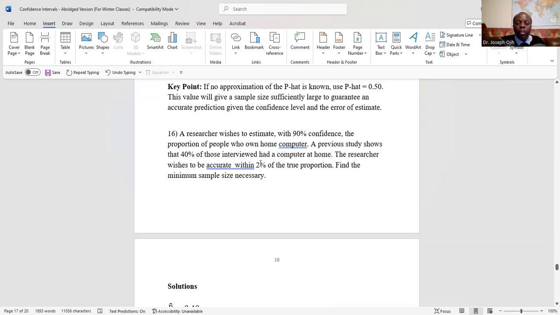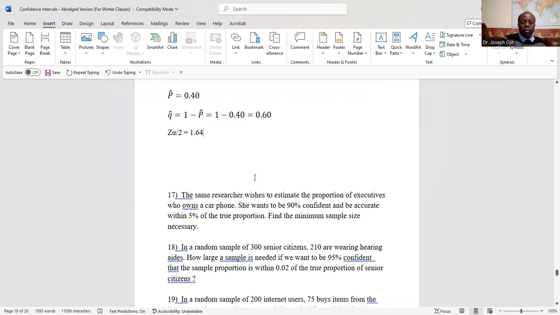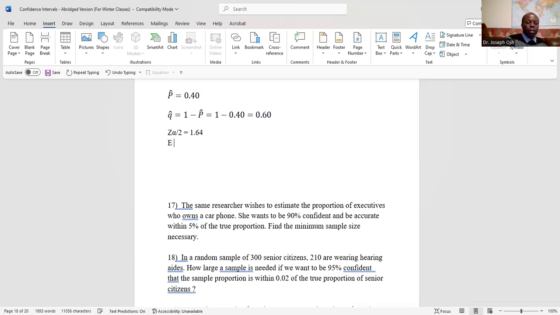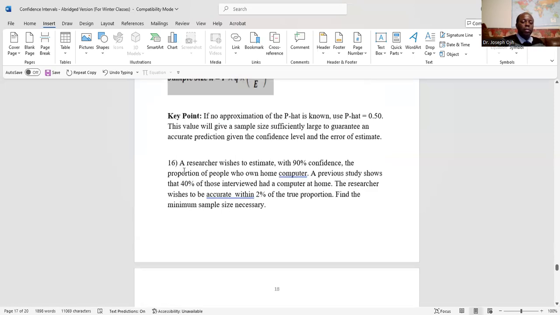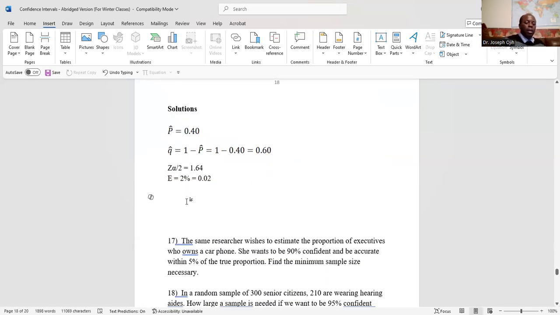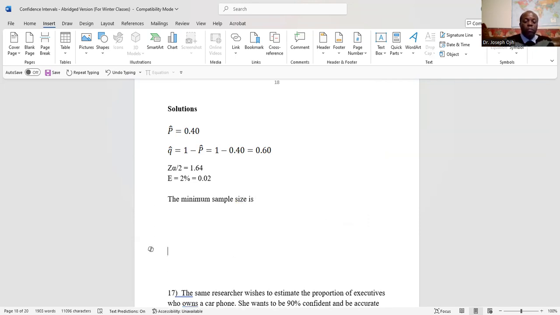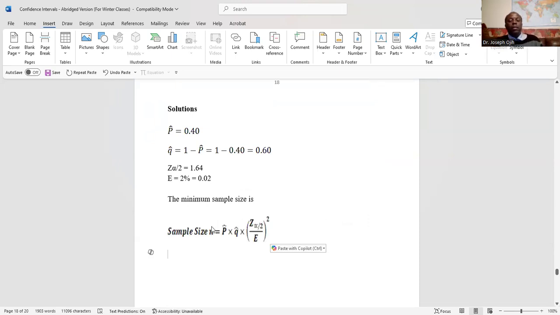And in that question, you say that the researcher wishes to be accurate within 2%. That means the error is 2%. If the error margin is 2%, so our error E equals 2%, which is 0.02. Now, all this we plug into this formula to get the sample size we're looking for. We plug it right here. The required minimum sample size is, use the formula here.